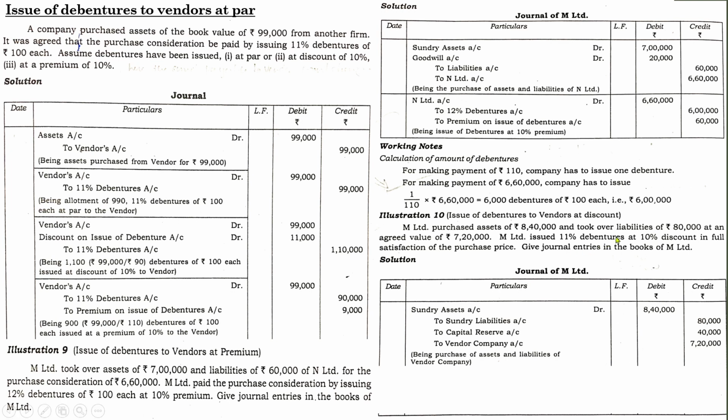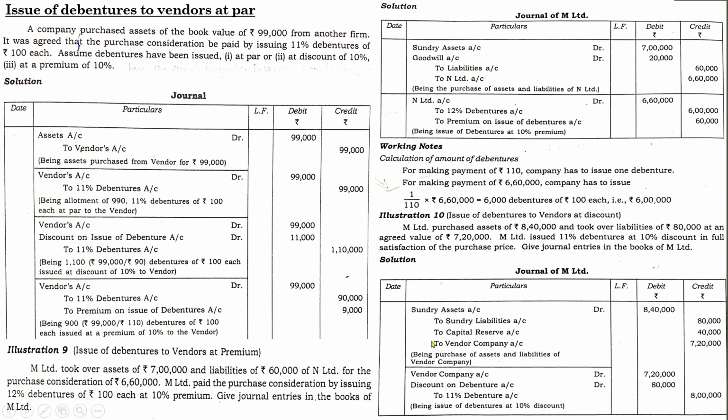It is a case of discount because it is specifically mentioned that M Limited issued 11% debentures at 10% discount. So discount is a type of capital loss, so it should be debited, and the entry will be vendor company account debit, discount on debentures account debit, to 11% debentures. And for vendor company, here you will write the purchase consideration 7,20,000.